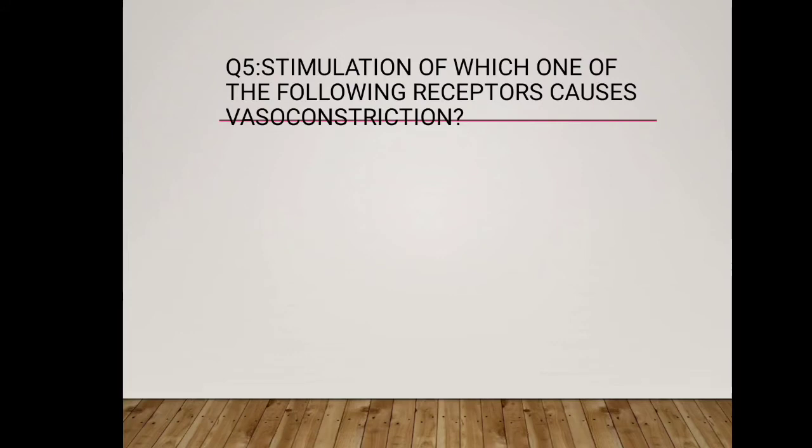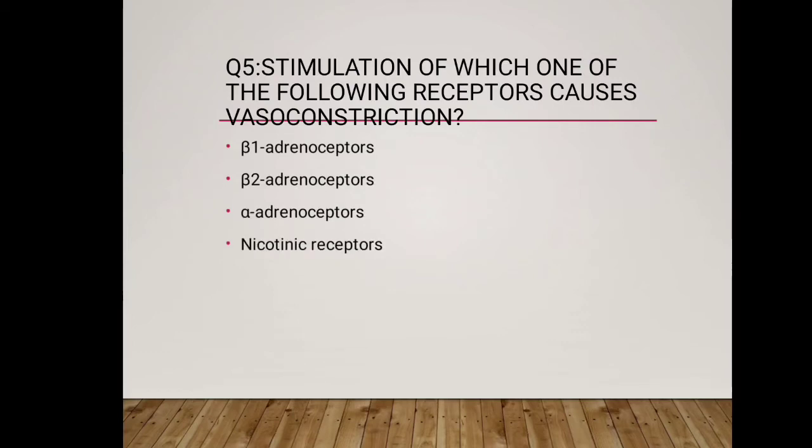Next question. Stimulation of which of the following receptors causes vasoconstriction? Options are beta-1 adrenoceptors, beta-2 adrenoceptors, alpha adrenoceptors, and nicotinic receptors. The right answer is alpha adrenoceptors.